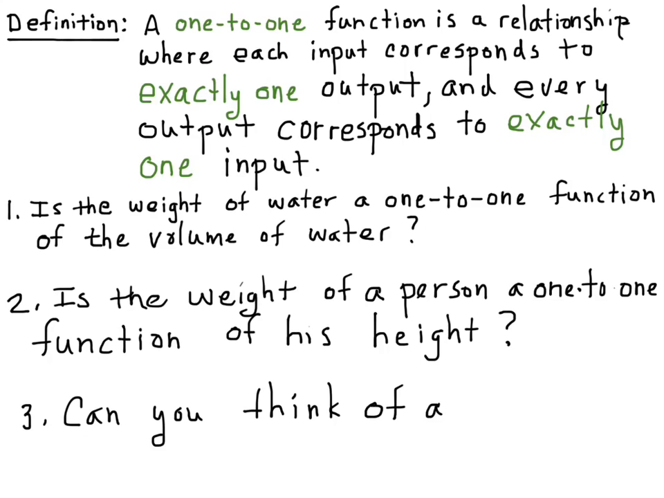So can you suggest a one-to-one function? I mean, I've given you a couple examples here. Think of something that in ordinary life would be a one-to-one function. Alex? Each age corresponds to exactly how many months you've lived. So if you're like 1 year, you're also 12 months.